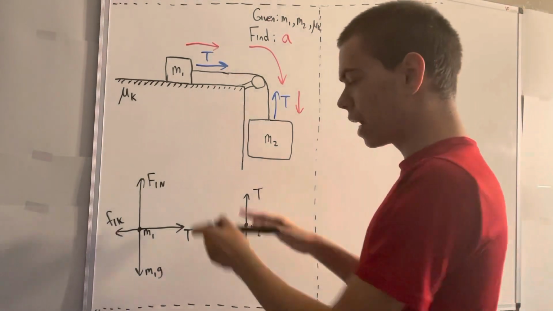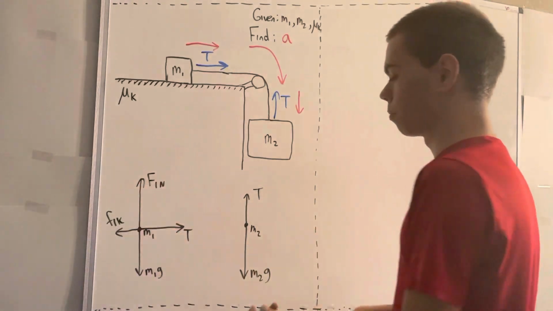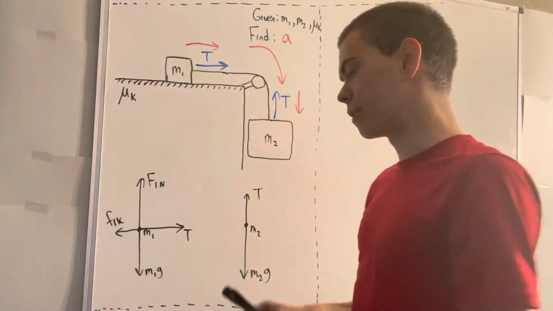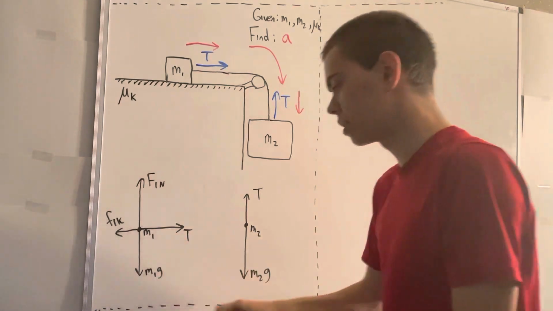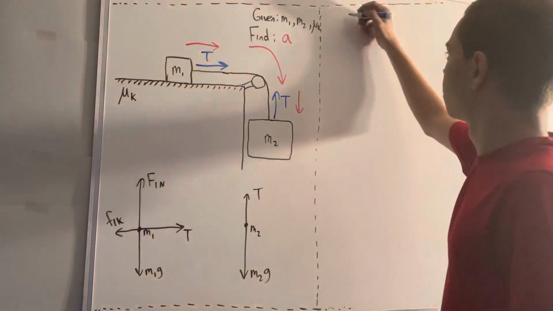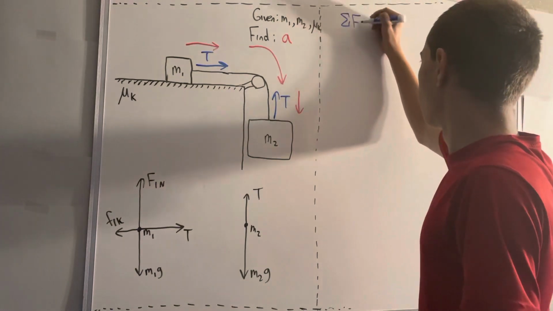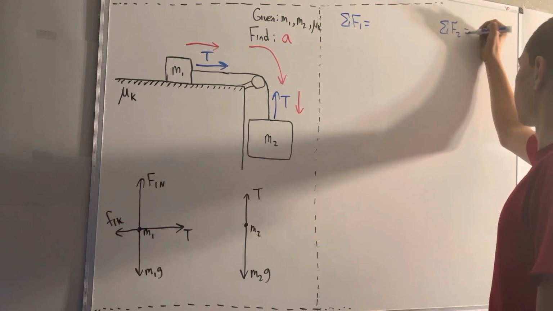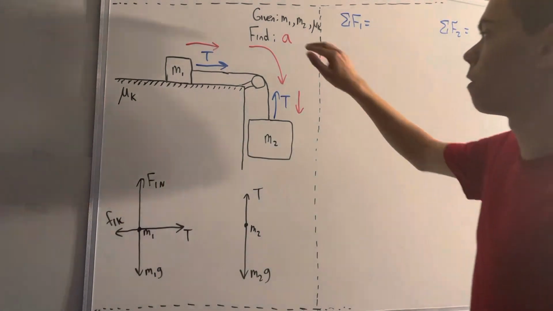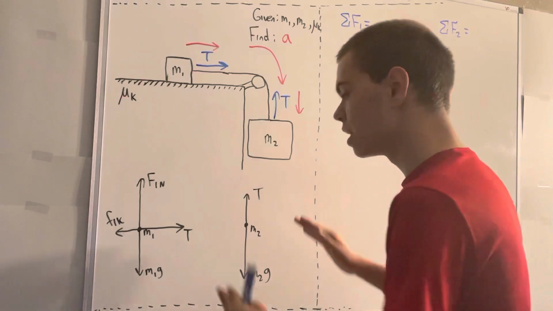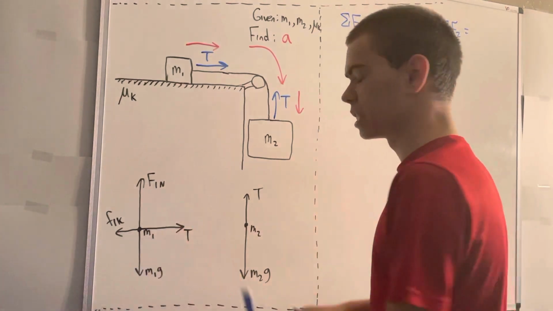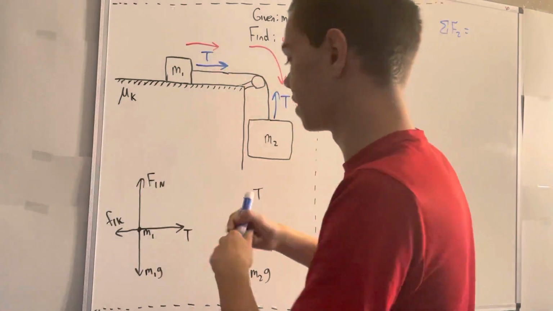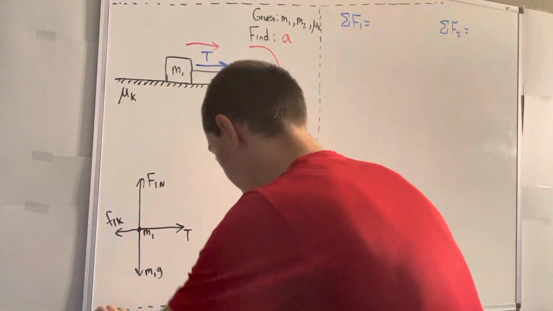Now that we have the forces acting on our blocks all labeled, we need net force statements for both of our blocks: the net force on block 1 and the net force on block 2. Remember, our goal is to solve for acceleration, so we're going to write net force statements that involve the accelerations of both of our blocks. The acceleration of block 1, of course, is to the right, isn't it?